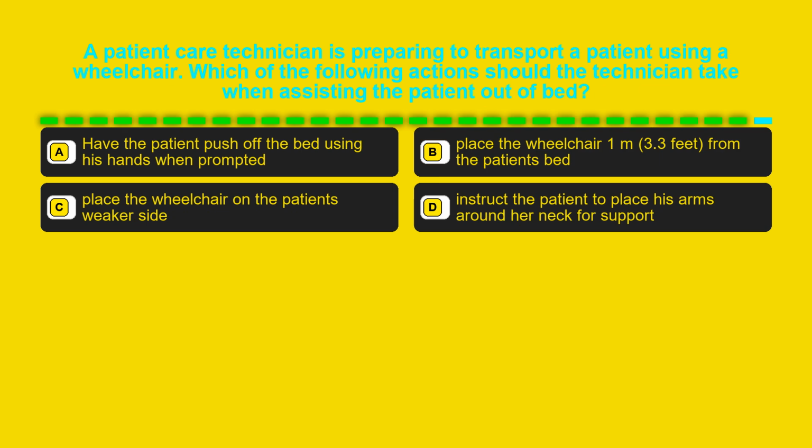Question 28. A patient care technician is preparing to transport a patient using a wheelchair. Which of the following actions should the technician take when assisting the patient out of bed? Option A. Have the patient push off the bed using his hands when prompted. Option B. Place the wheelchair 1 meter (3.3 feet) from the patient's bed. Option C. Place the wheelchair on the patient's weaker side. Option D. Instruct the patient to place his arms around her neck for support.